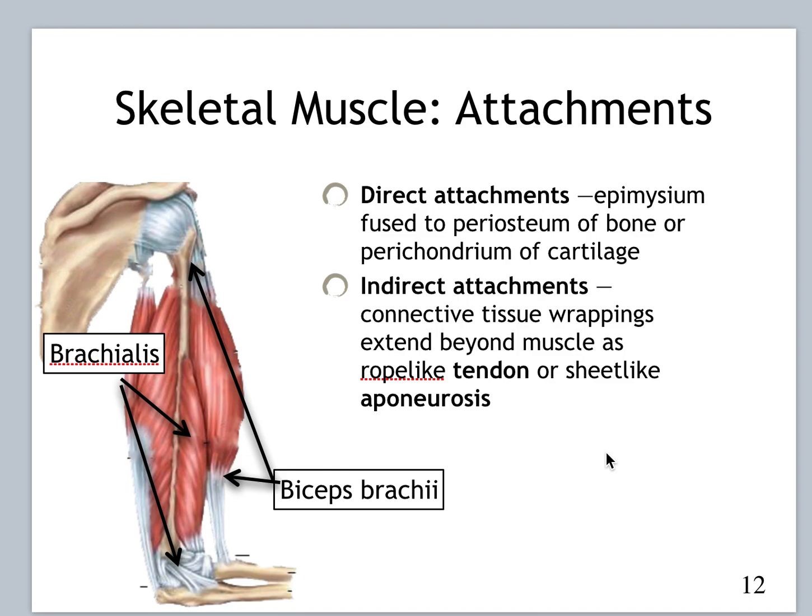Speaking of attachments, there are two types: direct attachments and indirect attachments. A direct attachment is when the epimysium, remember that's the outer layer of membrane around the muscle, is fused to the periosteum of the bone. Remember, the periosteum is the outer membrane of the bone, and the perichondrium of cartilage is the membrane surrounding the cartilage. So direct attachment is when the muscle connects directly to the bone. Indirect attachment is when the muscle uses a tendon or aponeurosis to make contact with the bone.